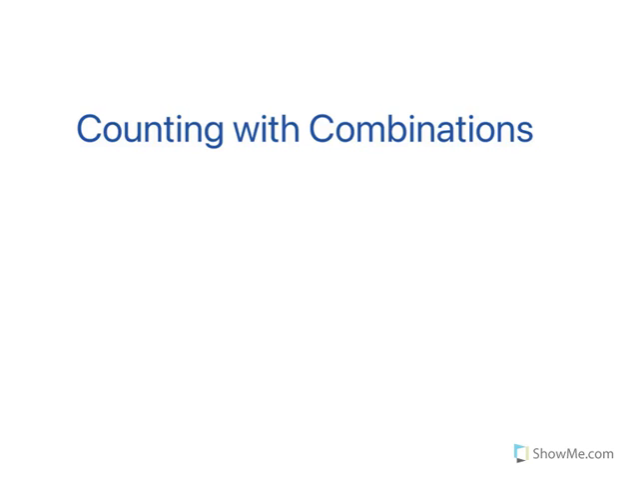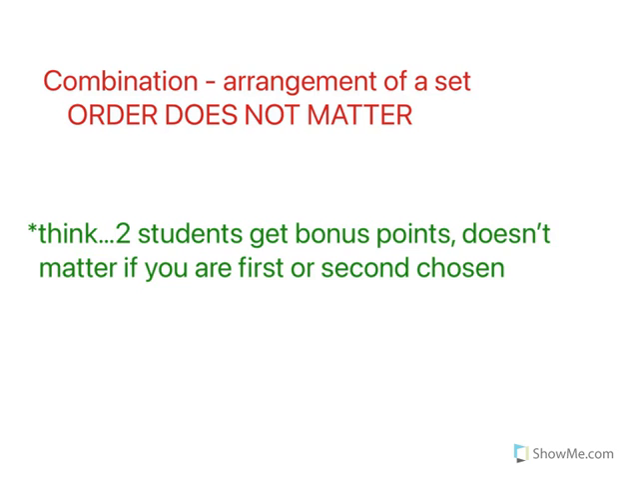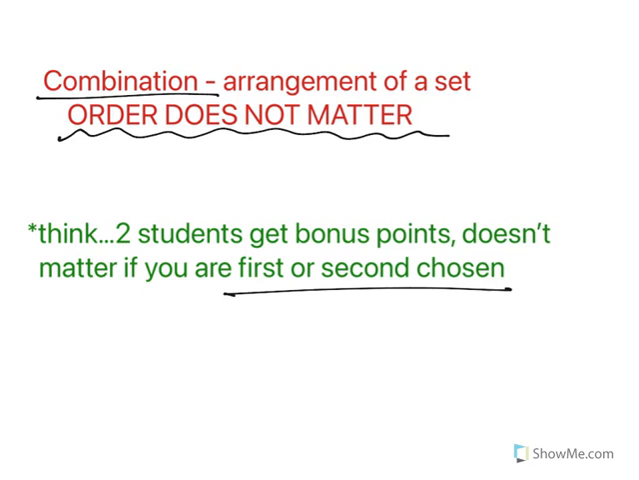Counting with combinations. Well, what's a combination? Well, a combination is an arrangement of a set where the order does not matter. So think about you're in a class and the teacher says, 2 students get bonus points. I'm going to pick names out of a hat. First 2 names I pick, you both get 2 bonus points. It doesn't matter if you're the first or second student chosen. Either way, you're getting bonus points. So if the order doesn't matter, we're dealing with combinations.